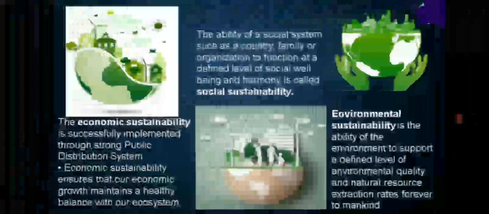Overexploitation. Economic sustainability is successfully implemented through a strong public distribution system. Economic sustainability ensures that our economic growth maintains a healthy balance with our ecosystem. Environmental sustainability. Environmental sustainability is the ability of the environment to support a defined level of environmental quality and a natural resource extraction rate forever for mankind. That is, unnecessary disturbance to the environment should be avoided whenever possible.